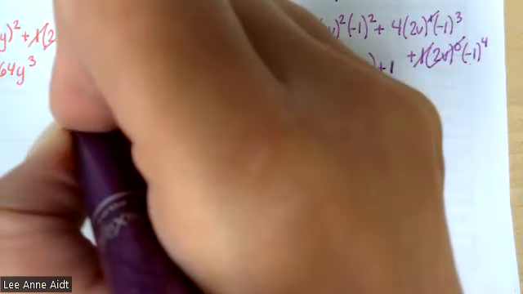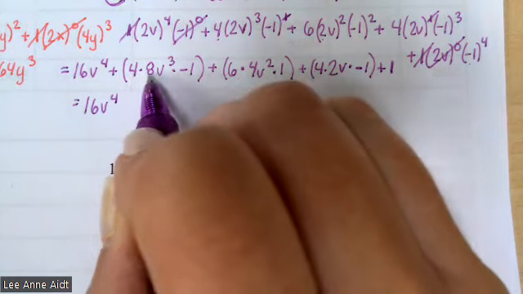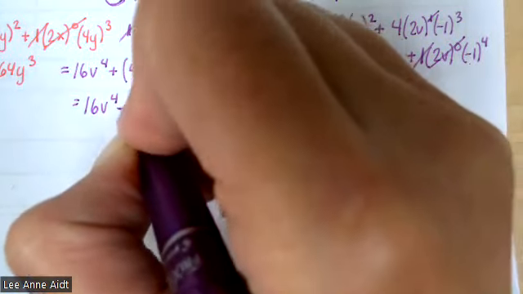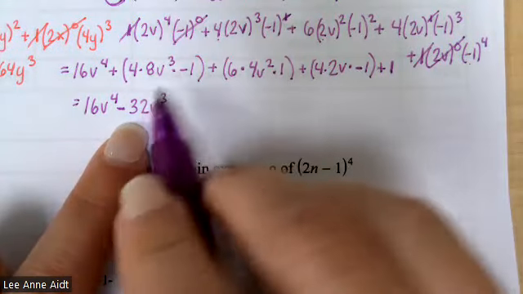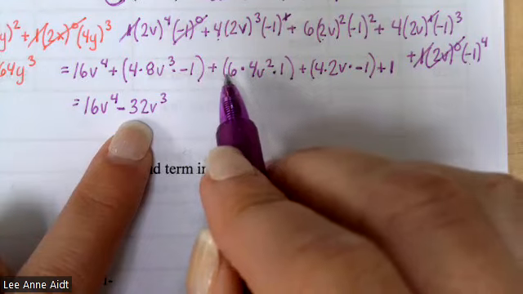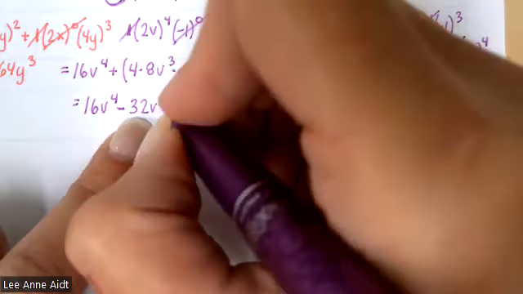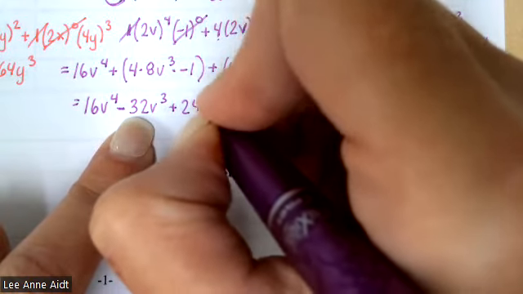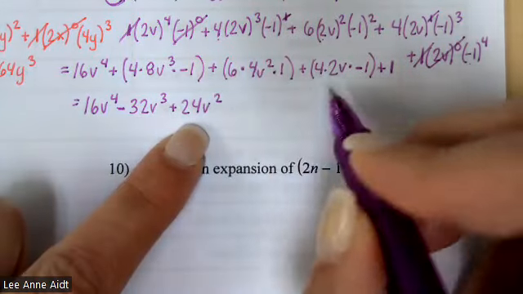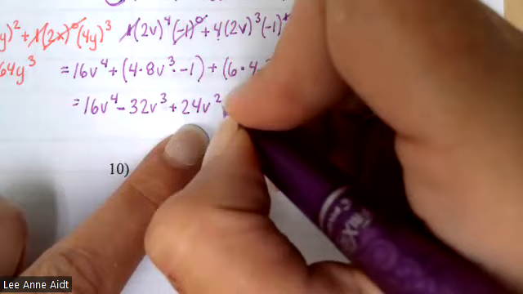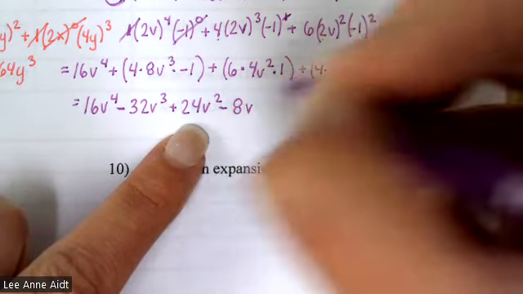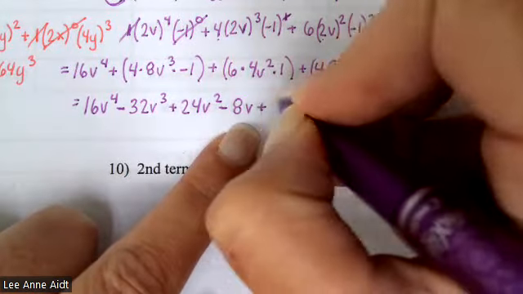Okay, equals 16v to the 4th. Okay, so 4 times 8 is 32 times -1 is -32. So you make this subtraction. See what I did there? 6 times 4 is 24 times 1 is 24. So make this addition. 4 times 2 is 8 times -1 is -8. So make that subtraction. And then what?